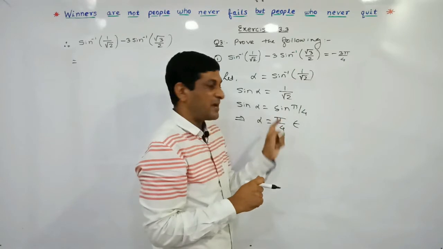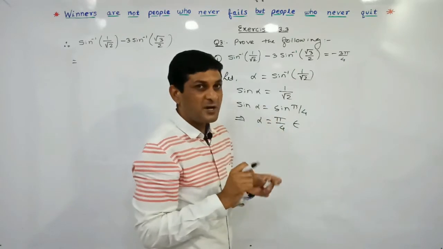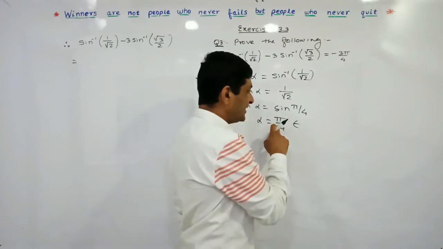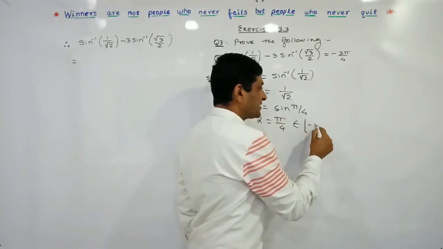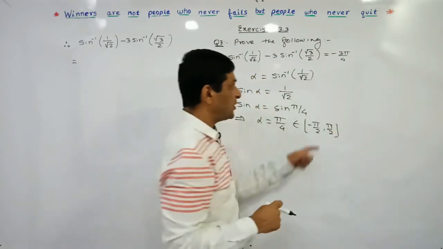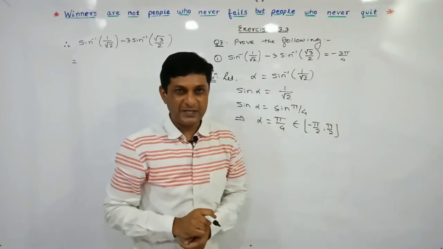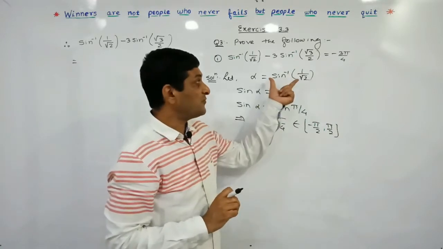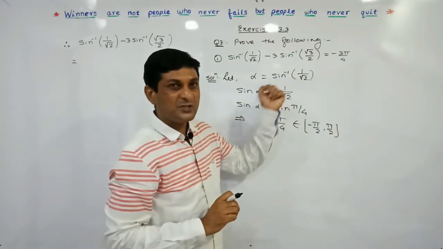And this value alpha means sine inverse of 1 by root 2. Means this is the value of sine inverse of 1 by root 2, and it belongs to minus pi by 2 to plus pi by 2, means we can say that it belongs to the range of sine inverse. So we are able to consider it as the principal value. So the value of the first inverse trigonometric function is known to us.